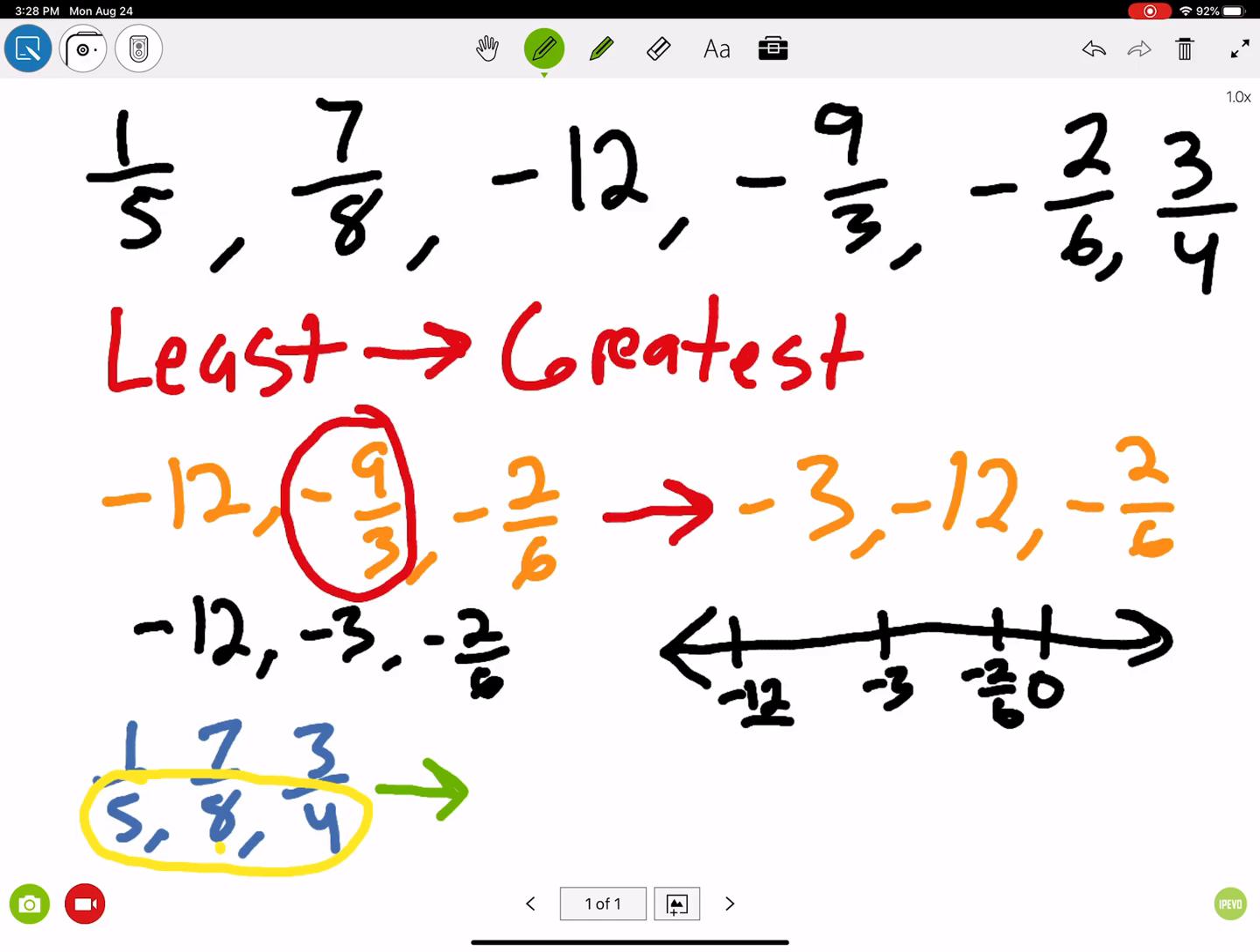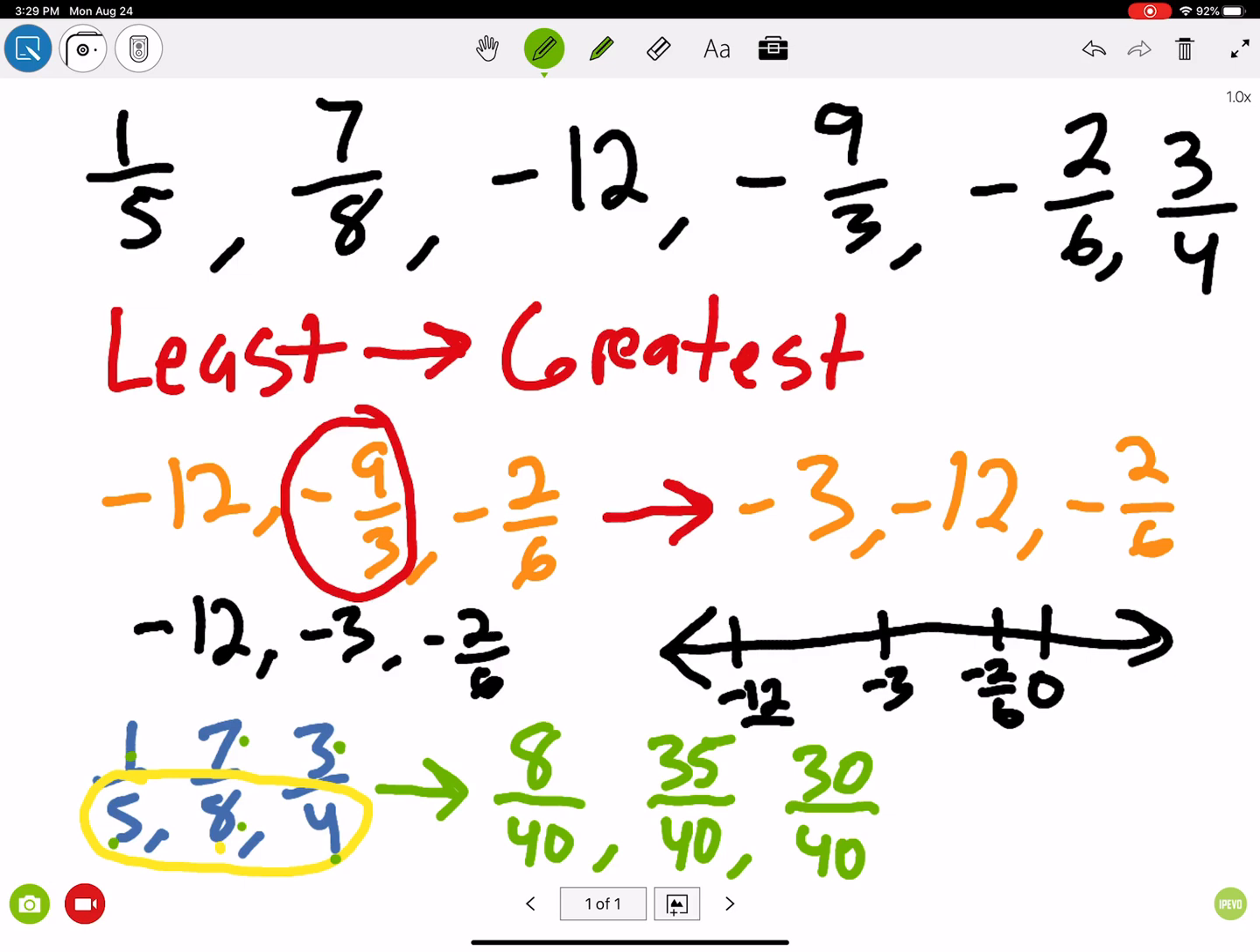So let's change these. 1/5 can give me something over 40. Well, 5 times what gives me 40? 5 times 8 does. And 1 times 8 gives me 8 over 40. 7/8. 8 times what gives me 40? 8 times 5 does, which means 7 times 5 gives me 35/40. And then I've got 3/4. Well, 4 times what gives me 40? 4 times 10 does. So then 3 times 10 gives me 30.